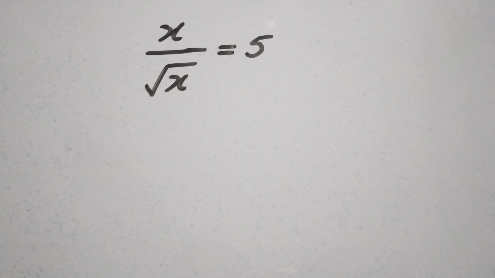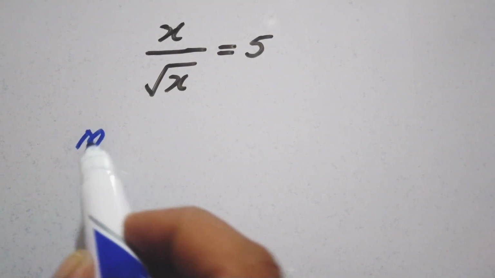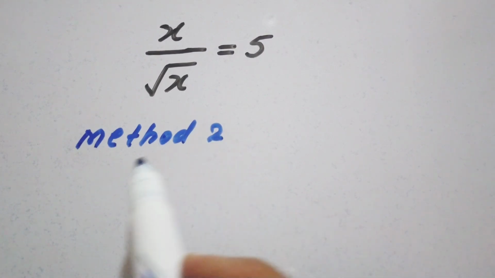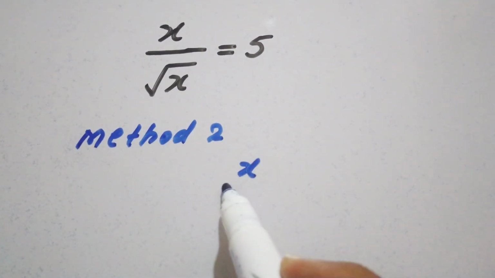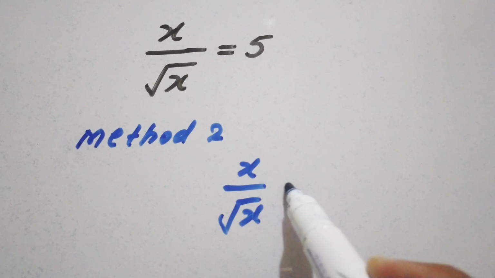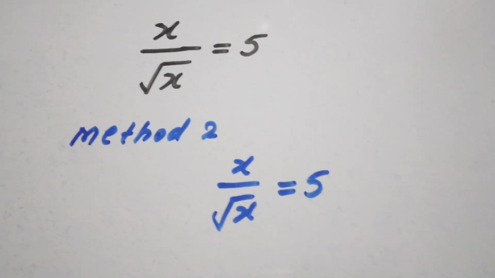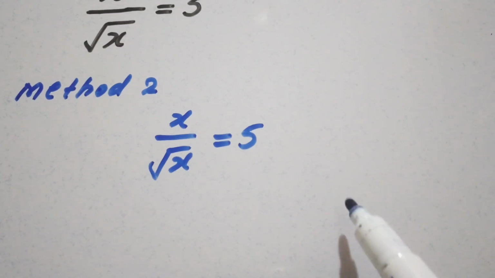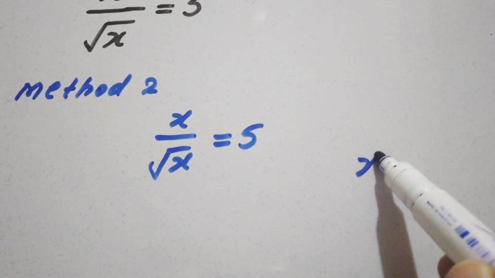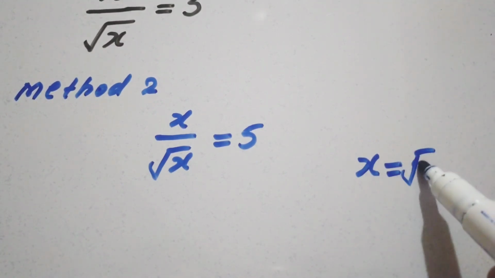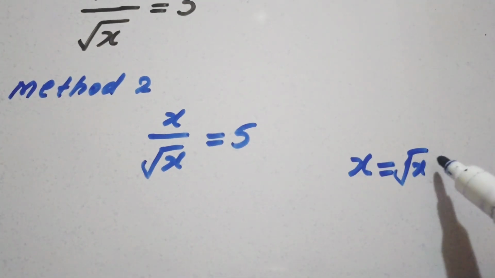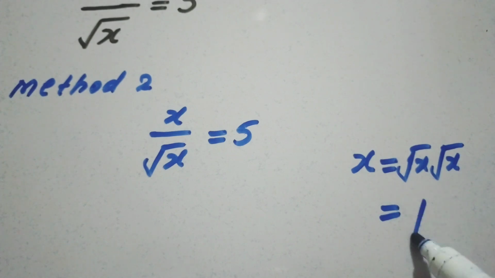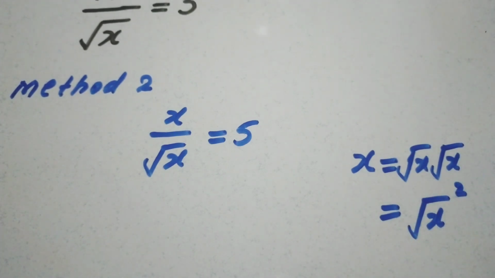Now we use second method to find the value of x. Here x divided by square root of x is equal to 5. As we know that when the bases are same, then their power will be added. So we can write x as square root of x into square root of x. This will become square root of x whole squared.